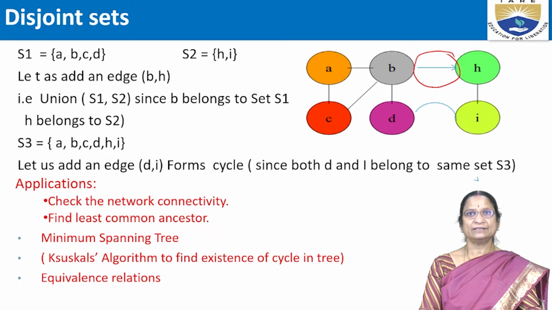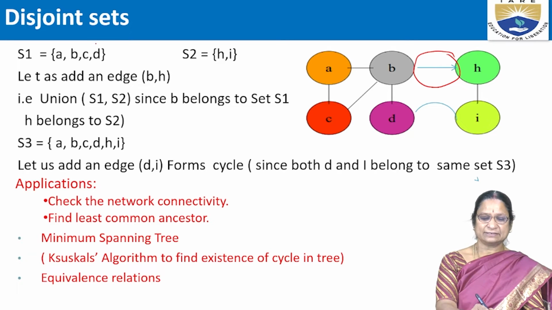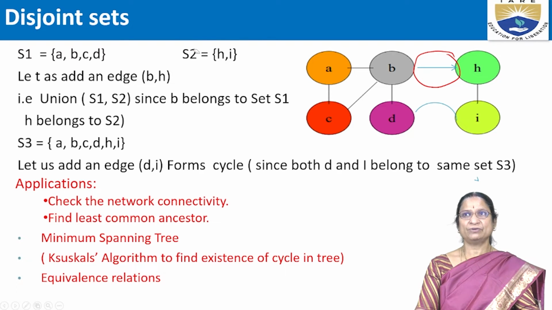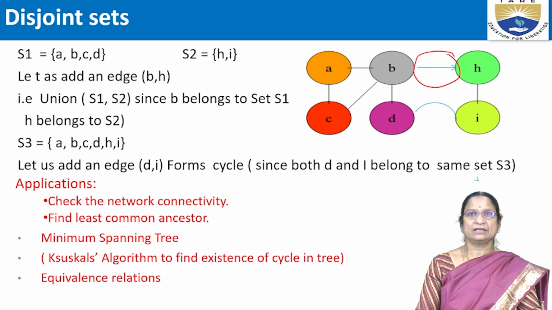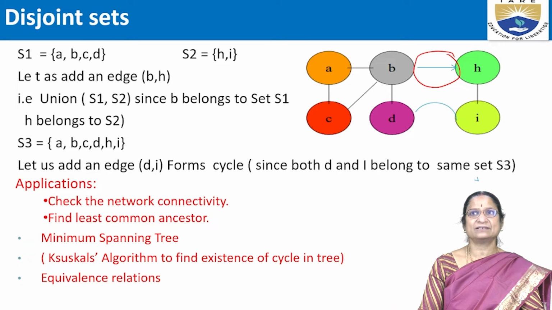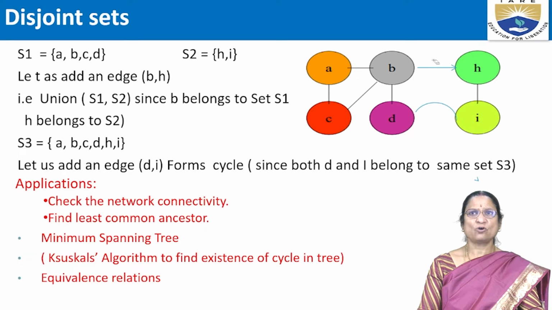When we add BH, then S1 and S2 must be unioned. That means it becomes a single graph. By adding an edge, the two graphs are combined and become a single graph. Then what are the vertices of this graph? A, B, C, D and H, I also. That means the union of S1 and S2 will be the set of vertices of this new graph.